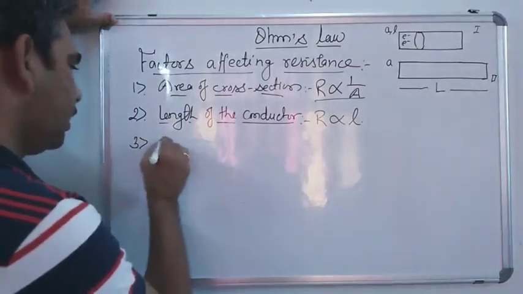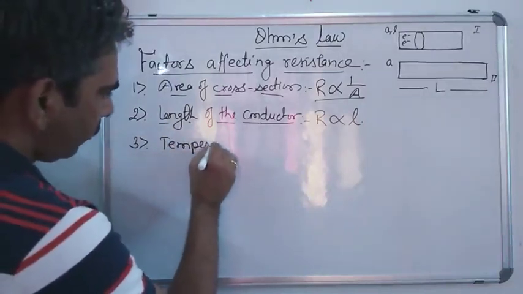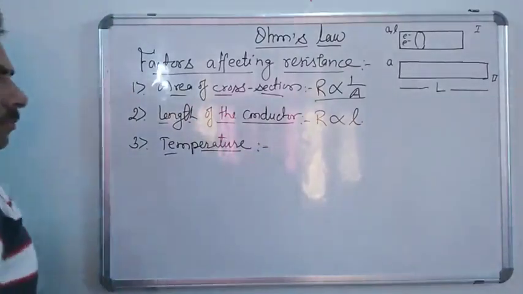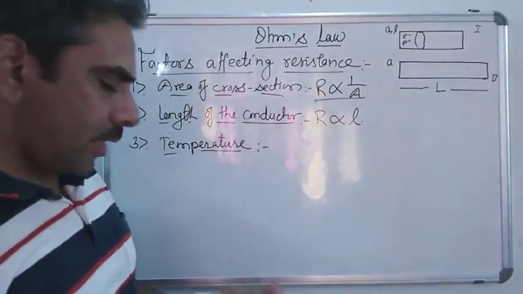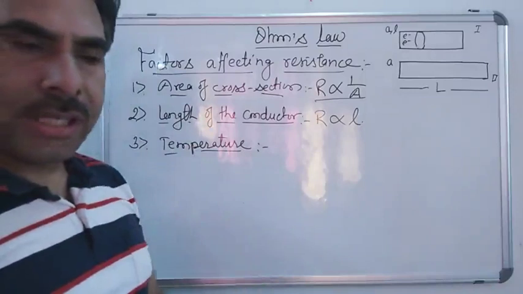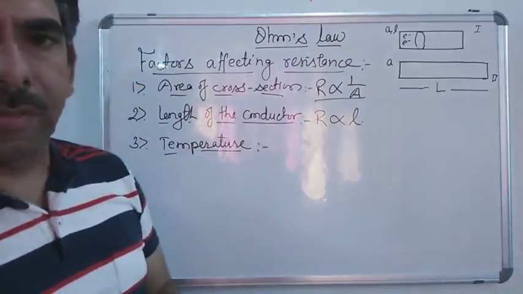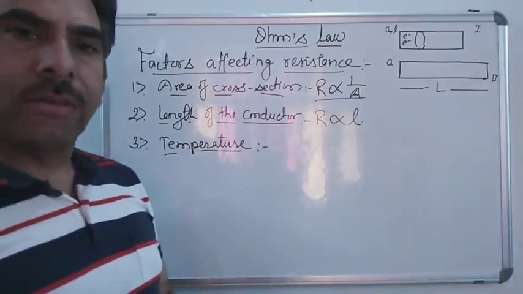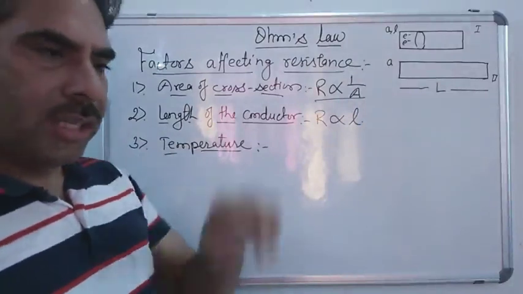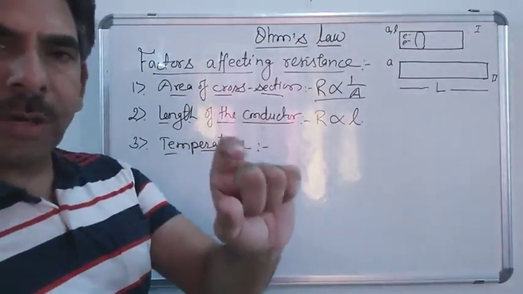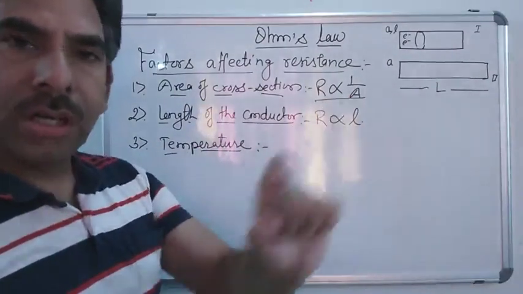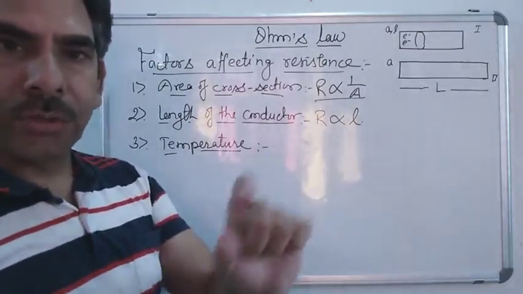The third factor is the temperature of the conductor. So how does temperature affect it? Temperature affects the resistance of any conductor. As the temperature of the conductor increases, the atoms or ions present in the conductor will have more energy, due to which these particles, the atoms or ions, will start vibrating with more displacement or more amplitude.